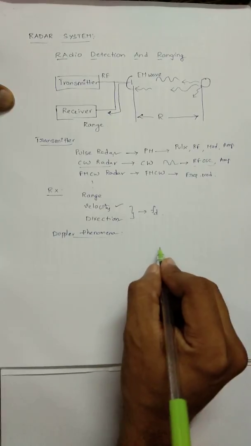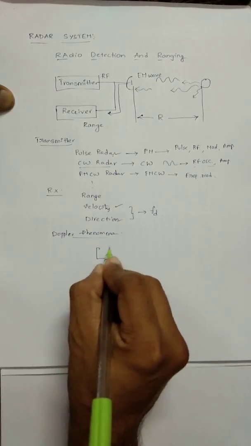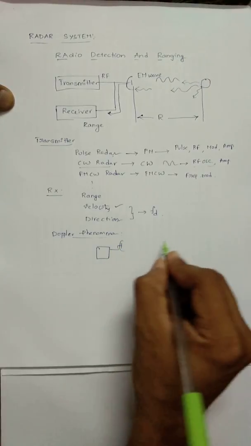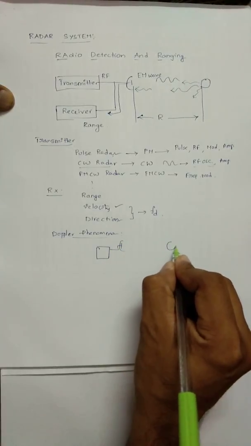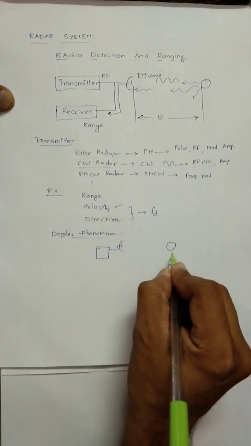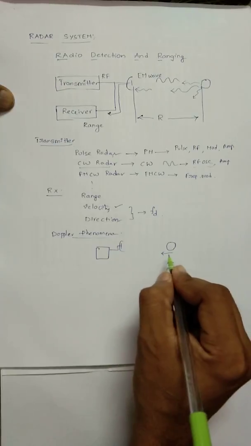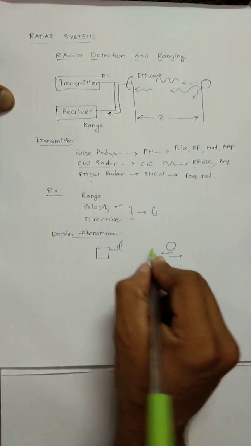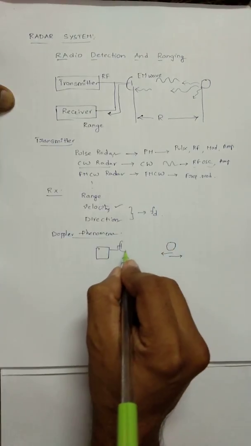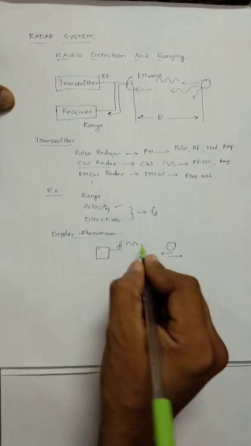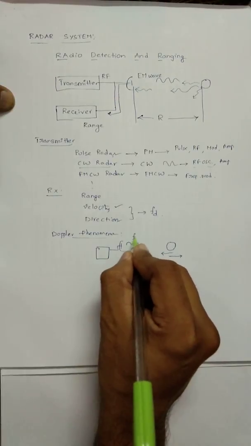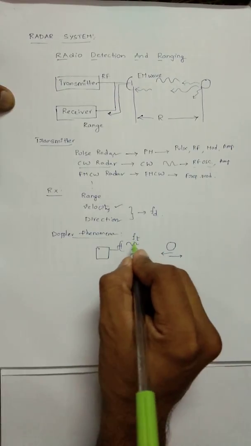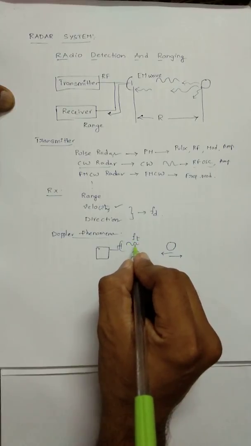If the object is in motion, suppose this is our radar system with an antenna, and here is the object. Whether this object is moving towards the radar system or moving away from it can be determined by the Doppler frequency. Suppose I emit the waveform from the radar system with a frequency ft. Now the transmitted signal has a frequency ft.